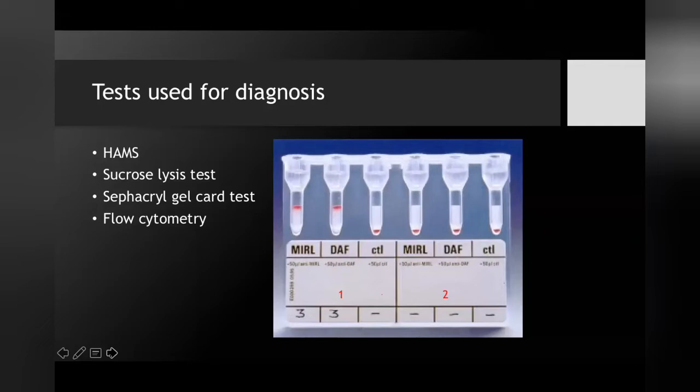If we talk about the diagnosis of paroxysmal nocturnal hemoglobinuria, traditionally it was diagnosed with the help of the Ham's test and the sucrose lysis test. Now these tests are good if they are done in a very proper way. They need a lot of stringent quality control, and if they're not done properly, they're subjective and the sensitivity is also not very high. That is why Ham's and sucrose lysis tests were replaced by newer tests.